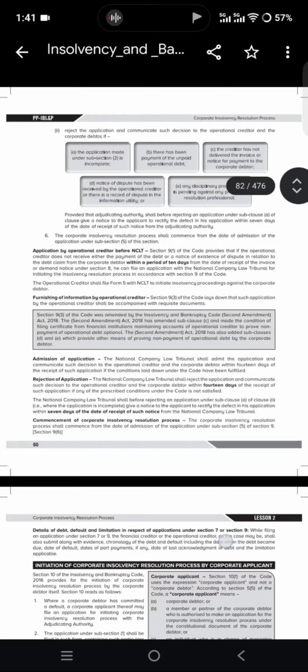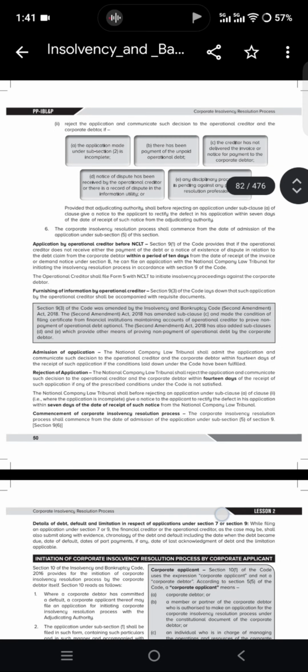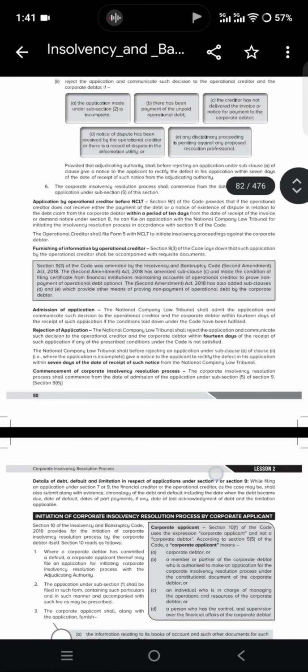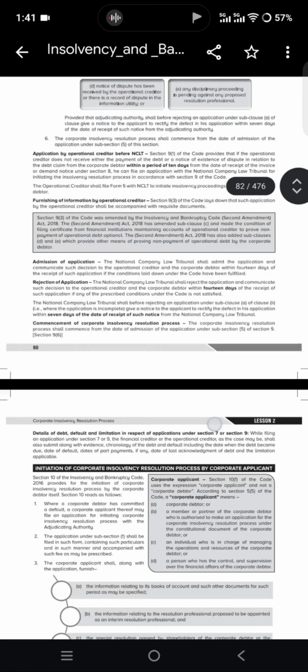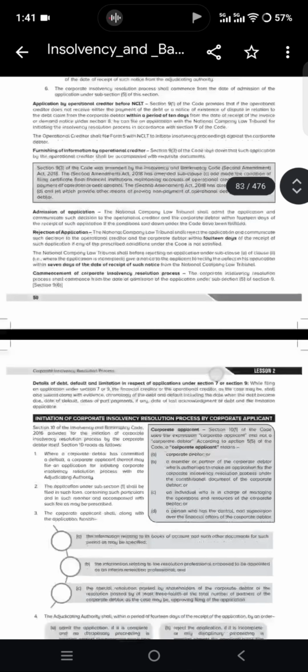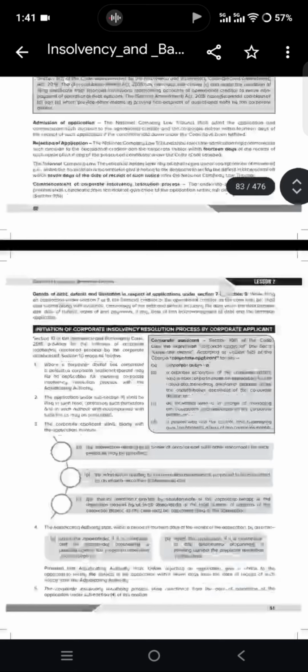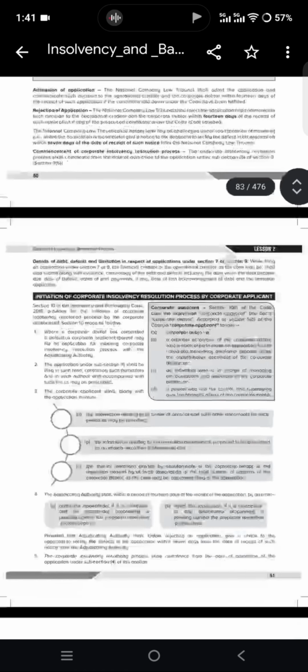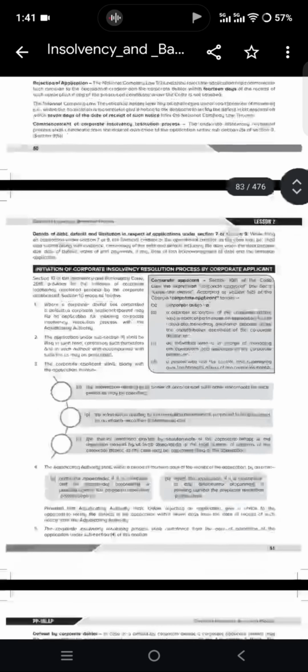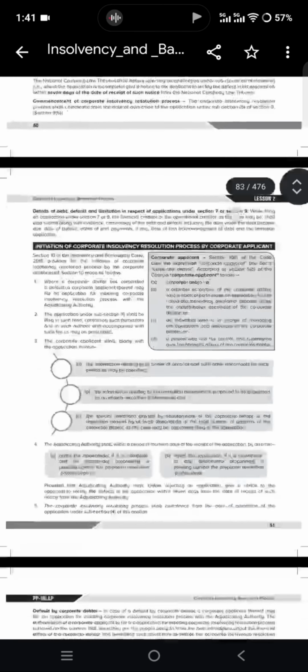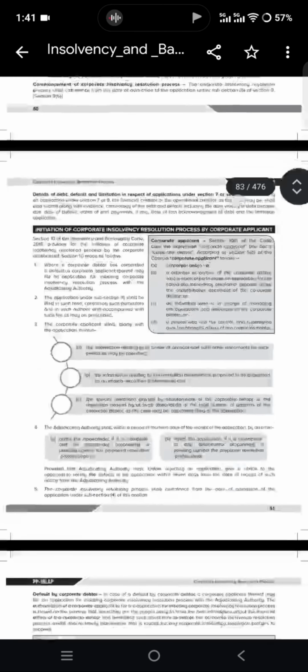is incomplete. The application is incomplete, or there has been payment of the unpaid debt, or the creditor has not delivered the invoice or notice for the payment. He has not delivered the notice under Section 8. A notice of dispute has been received, so there is a dispute. Any disciplinary proceedings pending against the proposed resolution professional, that is, the resolution professional suggested by the OC has disciplinary proceedings, provided that the AA shall, before rejecting the application, give the opportunity to rectify within 7 days.